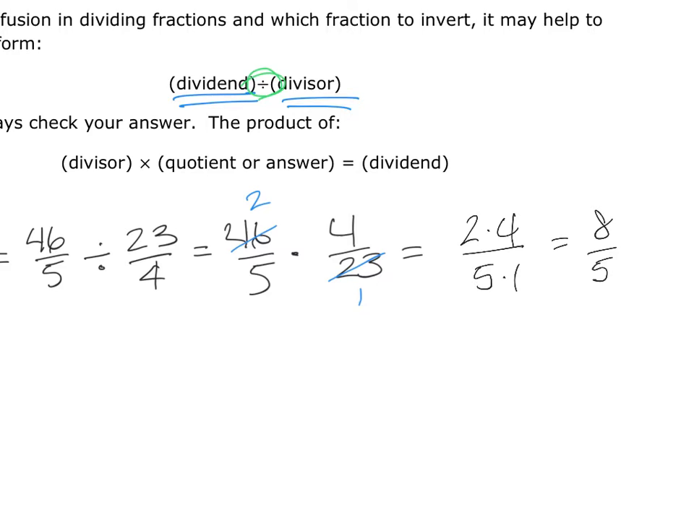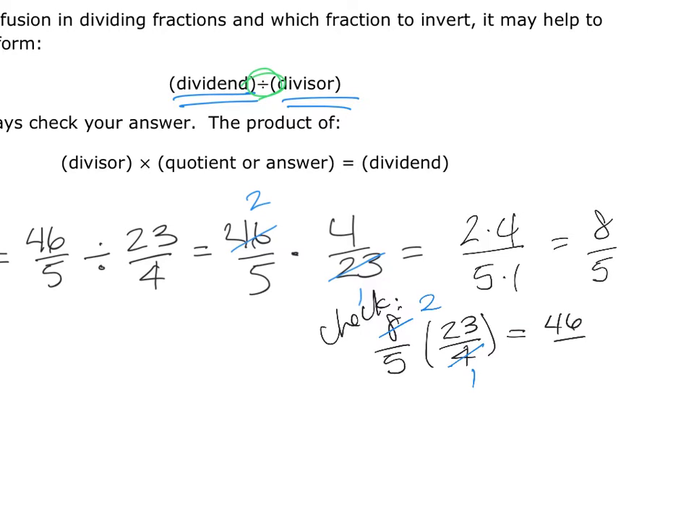Now I can check this. If I multiply this answer, 8/5, by my divisor, and my divisor is the 23/4, so here's 23/4, I should get back to my dividend. So this is my check, and I have the same thing. If I can cancel before, I will. So 4 will go into 4 once, 4 goes into 8 twice, and so I have 2 times 23, which gives me 46/5.